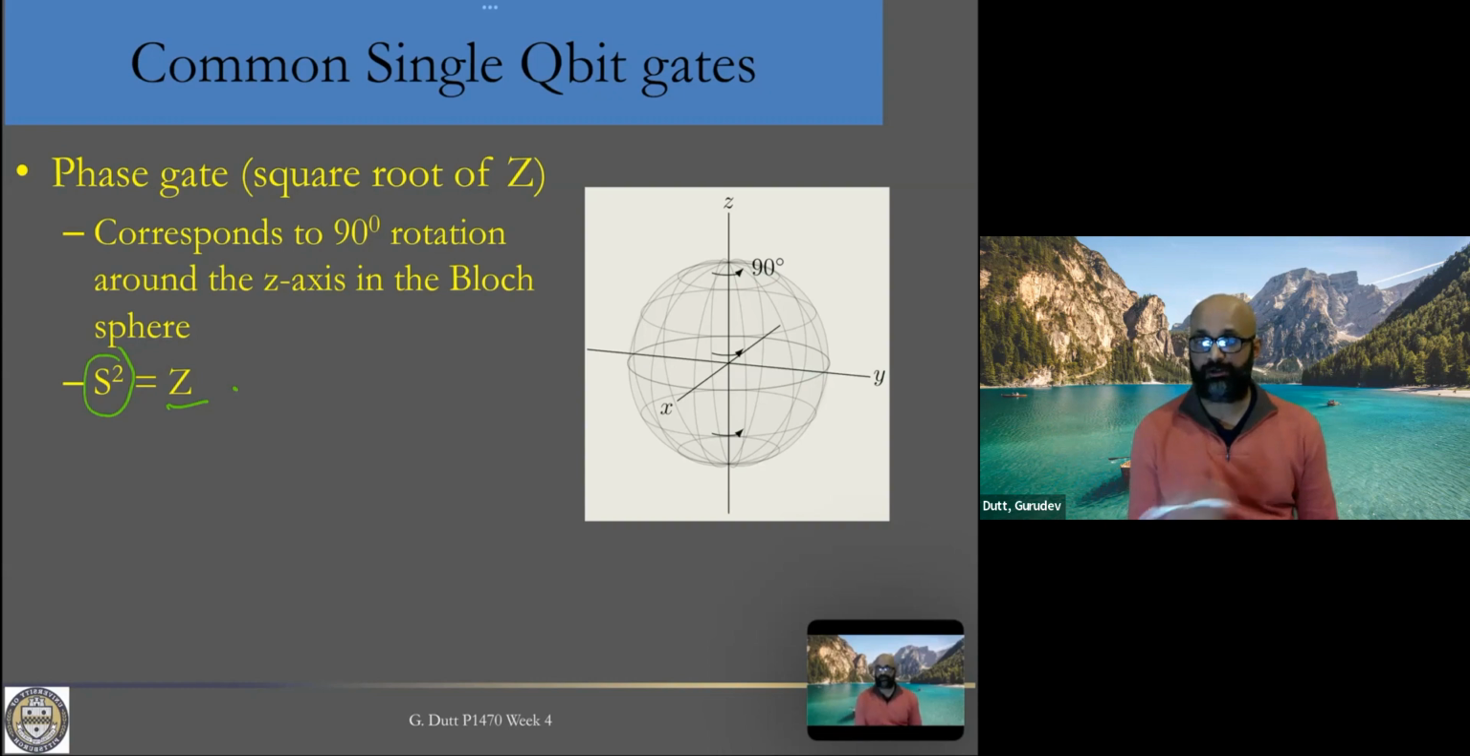So now we are starting to see that there are more unique operations that we can do in quantum computing than we could do in classical computing.